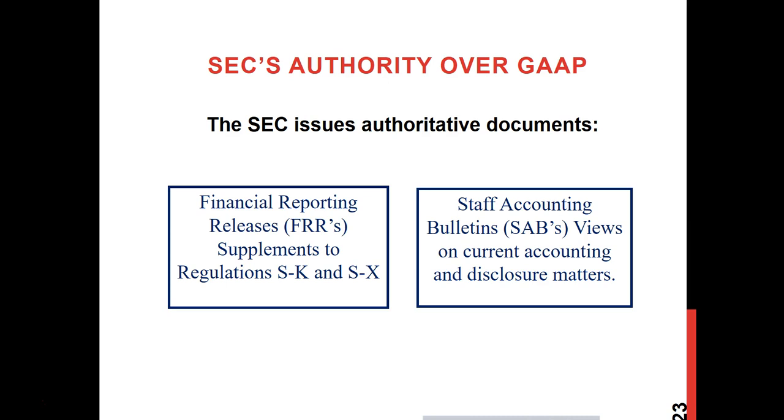Now here we talked about the SEC's authority over GAAP, and we also talked about Regulation SK and Regulation SX, and here we'll talk a little about two other types of information sources that the SEC has issued. One is financial reporting releases, known as FRRs, and these are a supplement to Regulation SX and Regulation SK. And another is, in addition, the staff of the SEC publishes a series of staff accounting bulletins or SABs, and these are also a means to inform the financial community of its position.